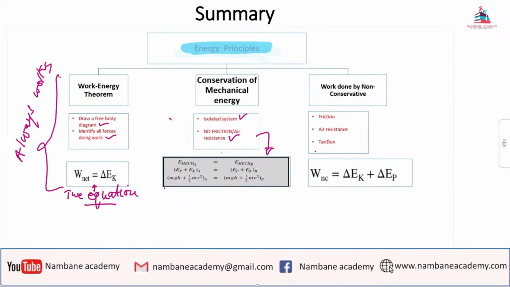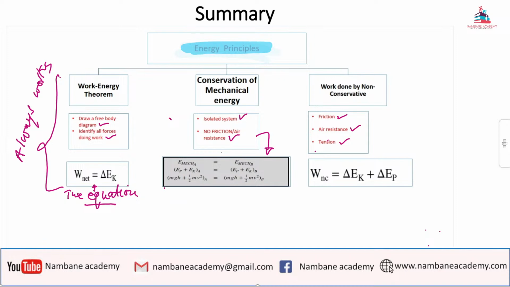When can I now apply work done by a non-conservative force? Once there is friction, this will work. Once I am told there is air resistance, that will definitely work. Once I am told that there is tension, that should also work. So the method of thinking is to basically do what? Very easy. Check the forces given. Check the information given. So the hint is, two will always be applicable.